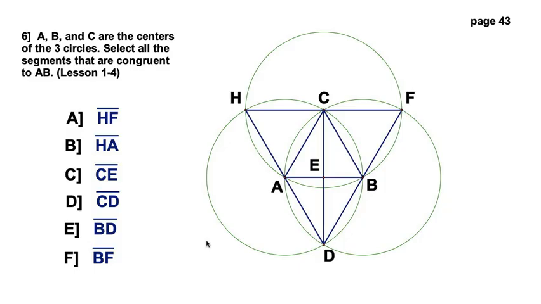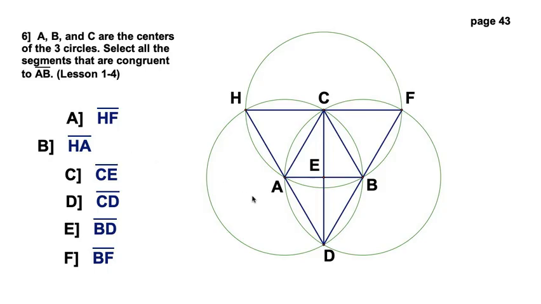So this diagram again, select all the segments that are congruent to AB. Congruent, you should say it this way, if you're being correct, you'd say congruent to AB like that. Okay, where's AB? AB is right here. So AB is the radius of this circle. All right? So if AB is the radius of this circle, so is AC, so is AH, so is AD. AH. All right, so this one is a yes.